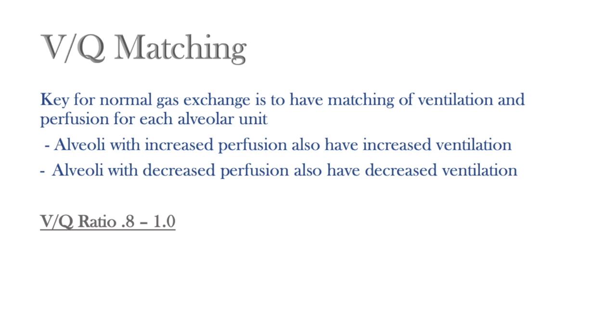So the key for normal gas exchange is to have matching ventilation and perfusion. So if we have alveoli with increased perfusion, then we should have increased ventilation to be in that range of 0.8 to 1.0 in the VQ ratio. And if we have decreased perfusion, then we should see decreased ventilation. That's, I guess, the ideal way to put it.